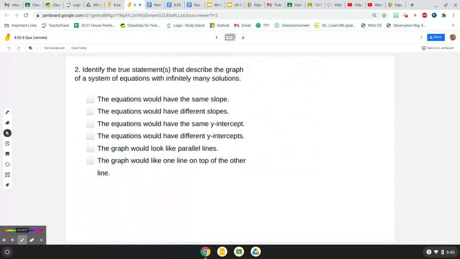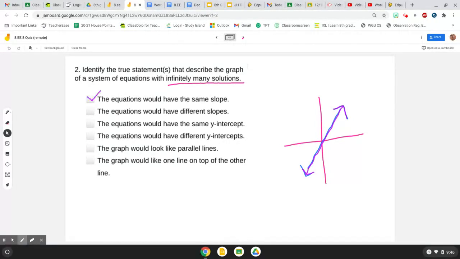Next one says, identify the true statement or statements that describe the graph of a system of equations with infinitely many solutions. Okay, so if I'm thinking about a graph, there's my x and y axis. If I have a line, or 2 lines, because a system is 2 of them, and it's infinitely many, that means they touch at every single point, right? So it would be like a line, but then the exact same line over top of it. So it's like having 2 of them right on top, because that means that they're intersecting at every single point on that line. So would the equations have the same slope? Well, yeah, it's the exact same line, so they're going to have the exact same slope. So that one should be checked.